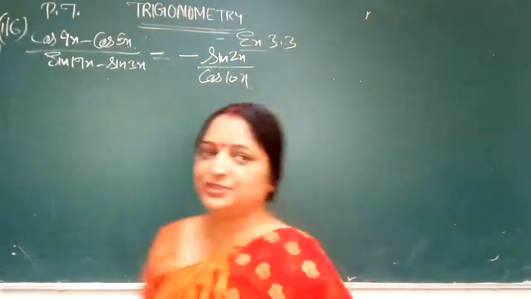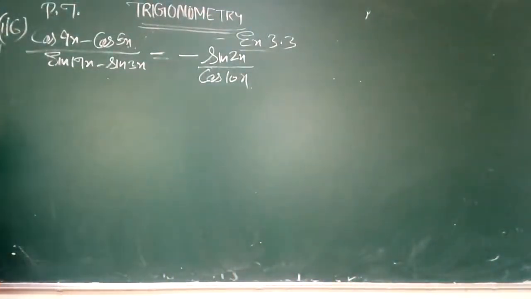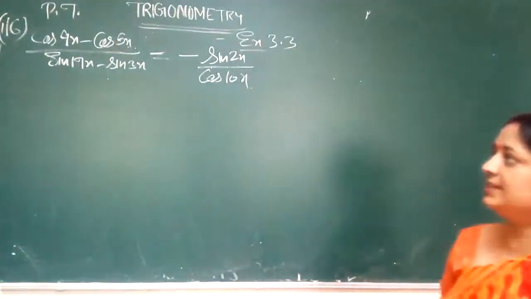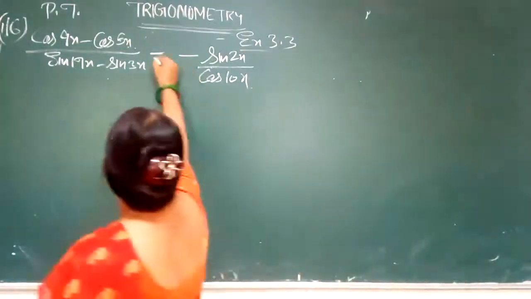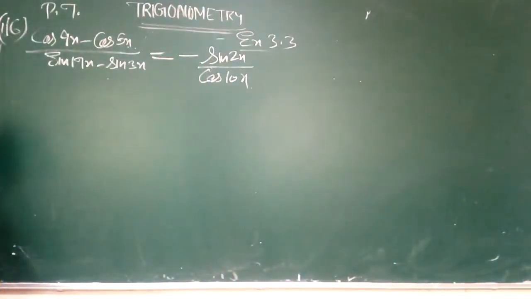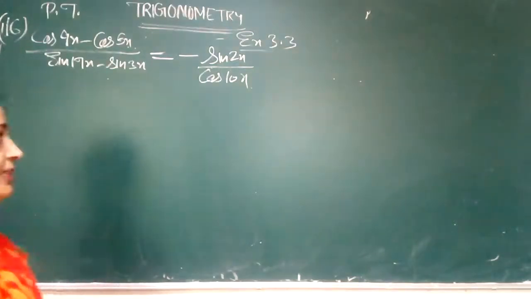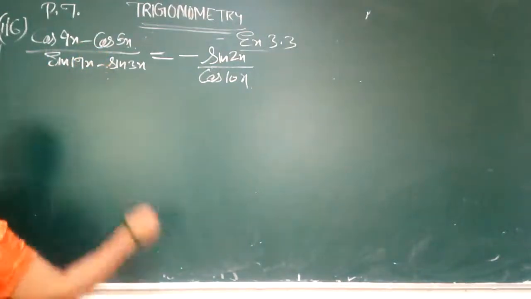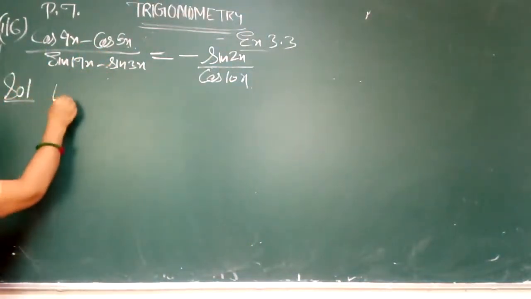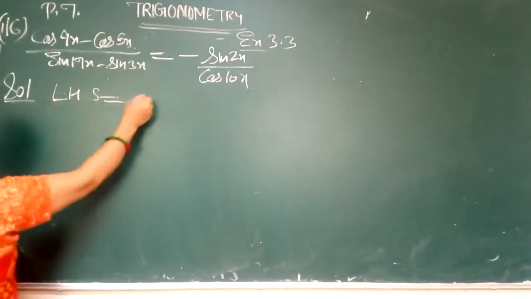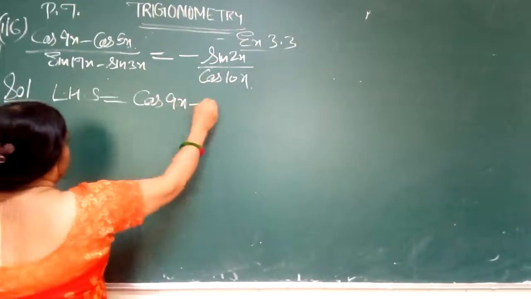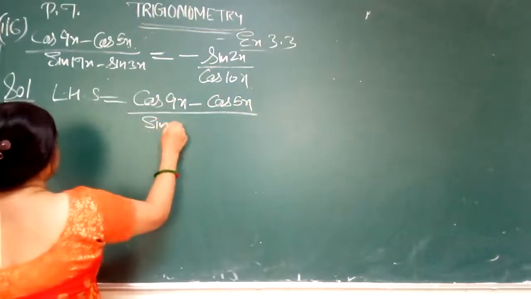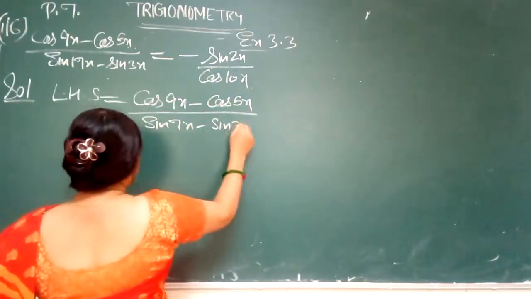Now students, continue with question number 16. Question number 16 is cos 9x minus cos 5x upon sin 7x minus sin 3x is equal to minus sin 2x upon cos 10x. Now students, here we can apply the formula in the left hand side, in the numerator as well as the denominator. Now let us start the solution. What is left hand side? The left hand side is cos 9x minus cos 5x upon sin 7x minus sin 3x.